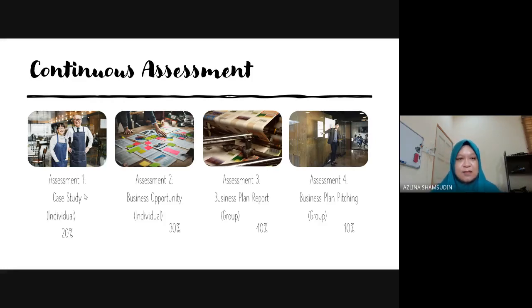Okay, the first assignment tu memang confirm you kena buat. The second assignment is not confirmed yet. Tapi biasanya untuk business plan ni memang kena buat, sebab dalam objective of the subject pun memang we want students to produce the business plan. So I'm sure that for business plan ni, still kena buat jugalah.